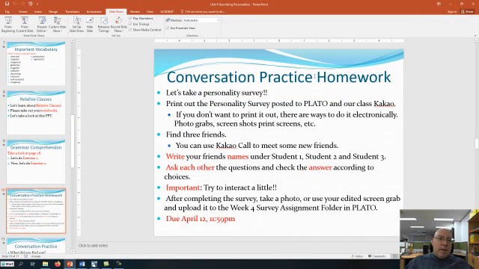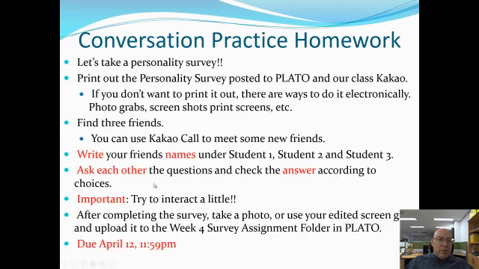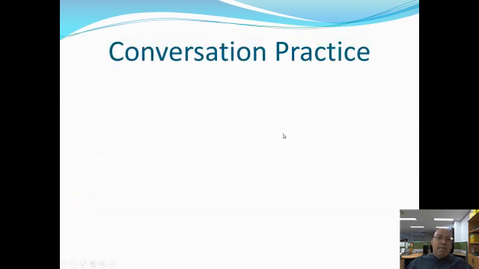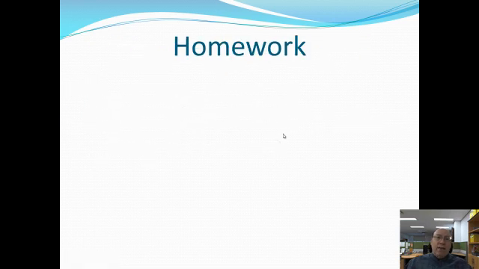After you complete it, you're going to take a photo of it. If you printed it out, you're going to take a photo, or if you used a screen grab or a screenshot, basically just screen grab it or edit it, and you're going to upload it to the Week 4 survey assignment folder on Plato. I'm going to create a folder for your assignments, and you're just going to upload your photo or your document into that folder. If you have any problems with that, please let me know as well. This is going to be due on Sunday night, April 12th at 11:59. I think you can handle that. Just think about what you found out, see if you have anything in common.